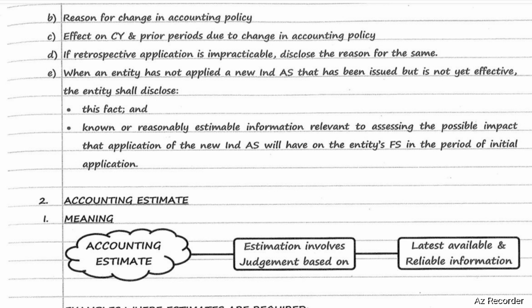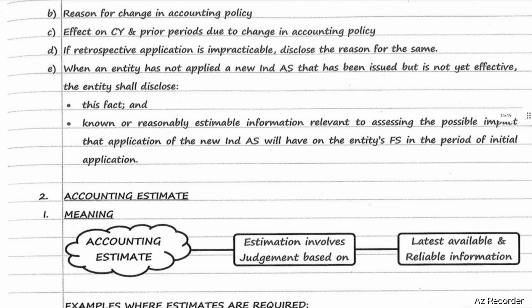When an entity has not applied a new Ind AS that has been issued but is not yet effective, the entity shall disclose this fact, and known or reasonably estimable information relevant to assessing the possible impact that application of the new Ind AS will have on the entity's financial statements in the period of initial application needs to be disclosed.